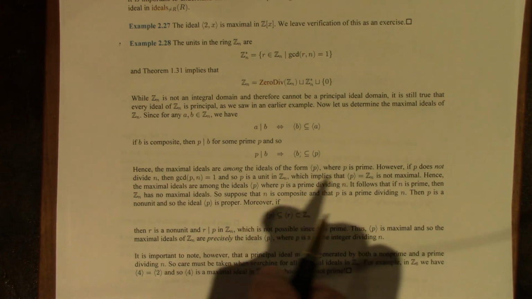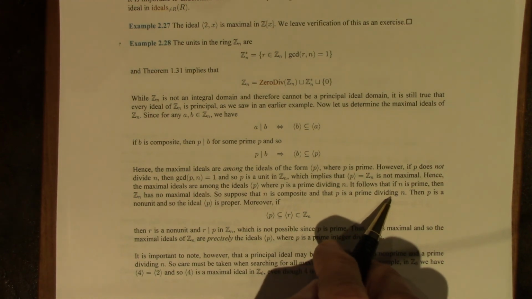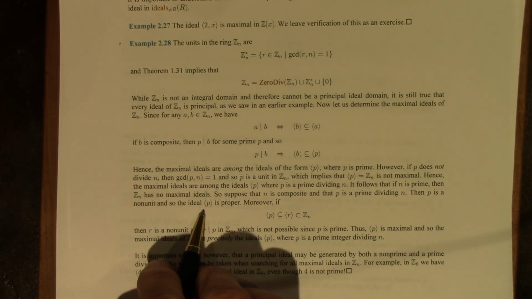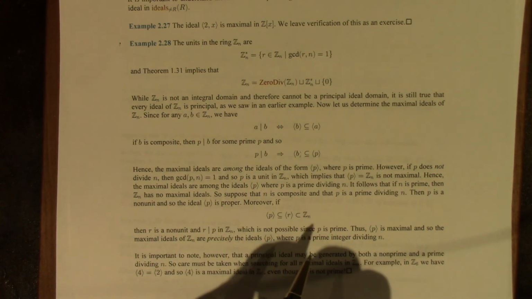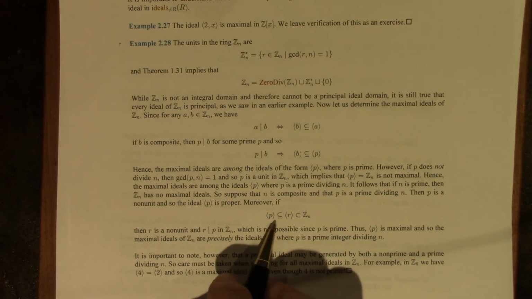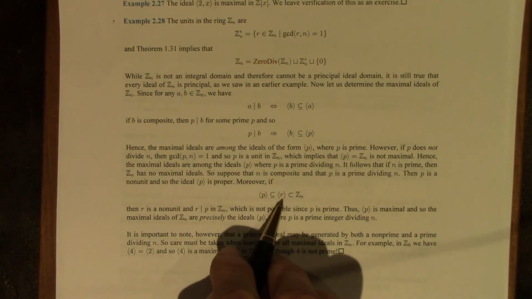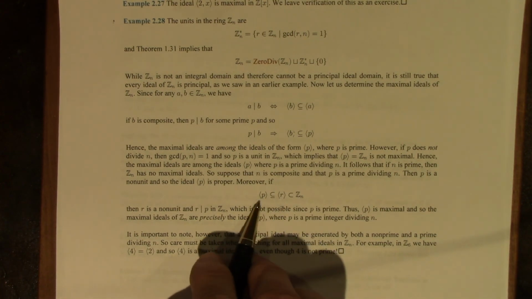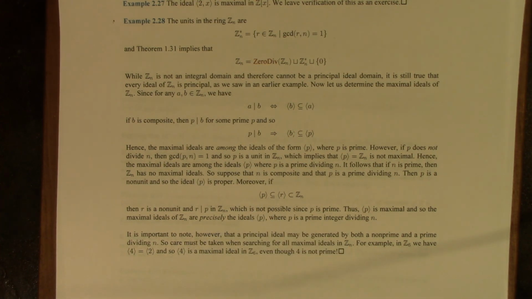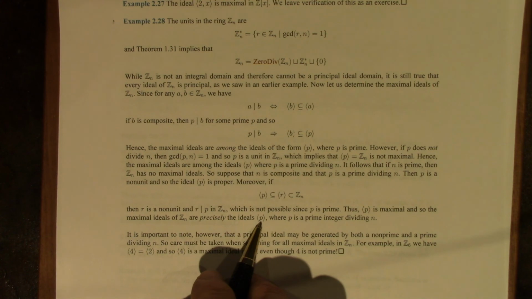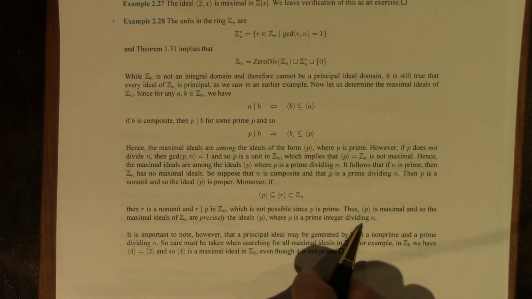So suppose n is composite and P is a prime that does divide n. Then P is a non-unit, and so this ideal is proper. And if there is an ideal sitting between this ideal and Zn, then R is a non-unit, and it divides P in Zn, which isn't possible since P is prime. So this ideal generated by P is maximal. So in summary, the maximal ideals of Zn are precisely the ideals generated by primes that divide n.